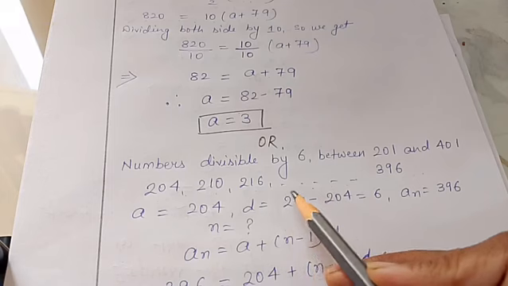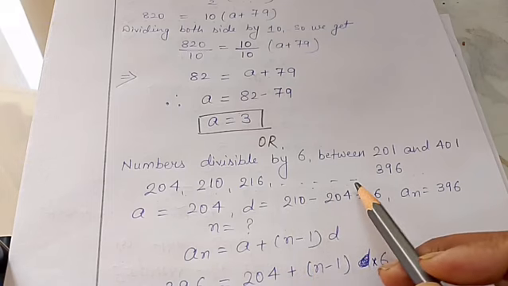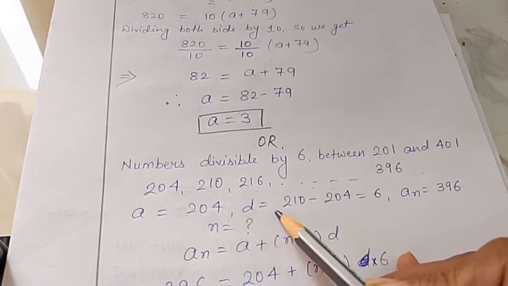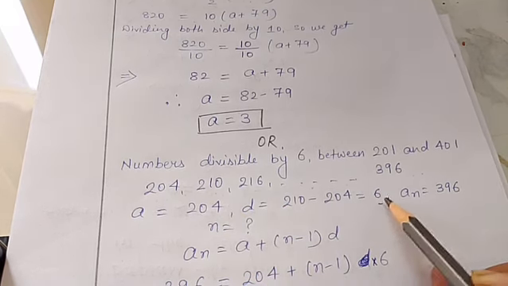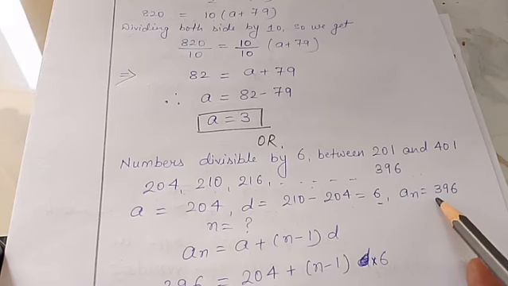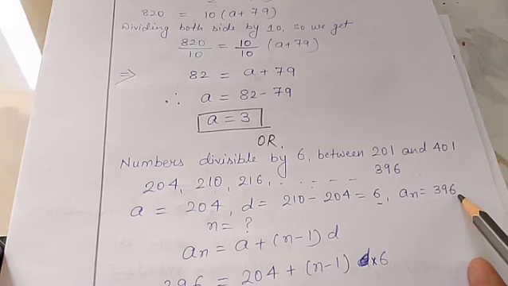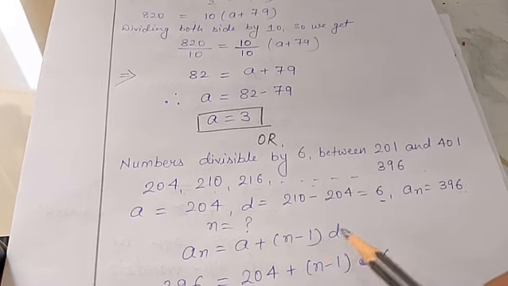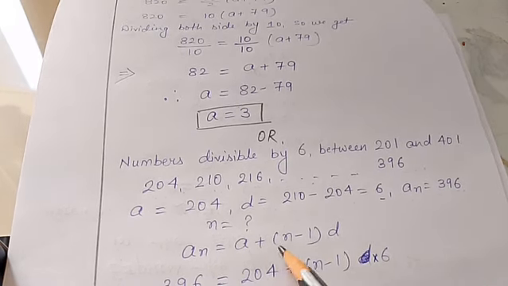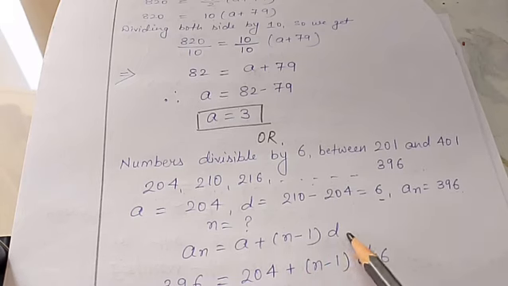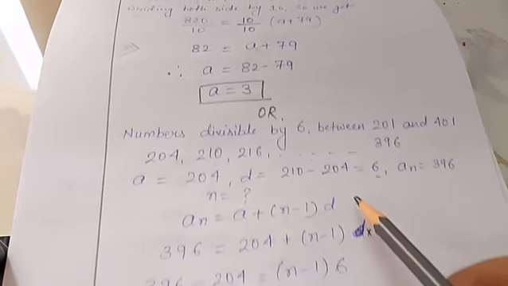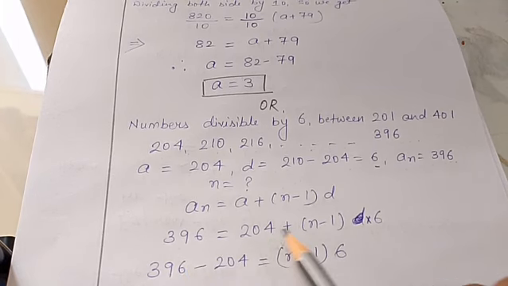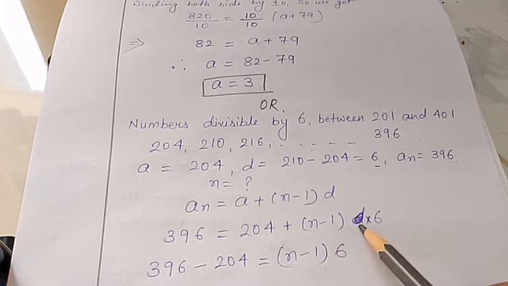This is an arithmetic progression. First term 204, common difference d is equal to 6. Last term An is equal to 396. Use nth term formula. Therefore An is equal to A plus (n minus 1) into d. Now substitute the values. This implies 396 is equal to 204 plus (n minus 1) into 6.